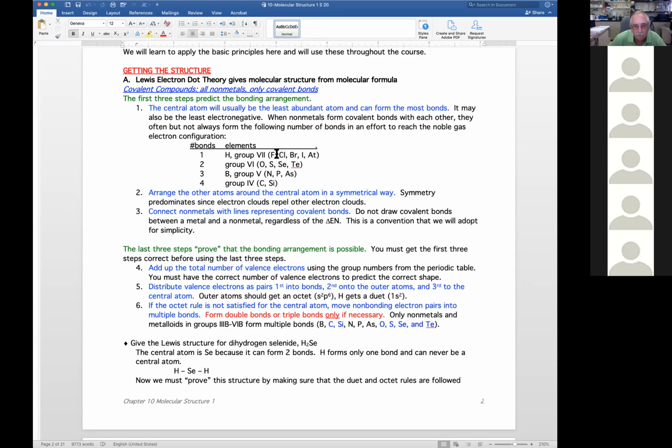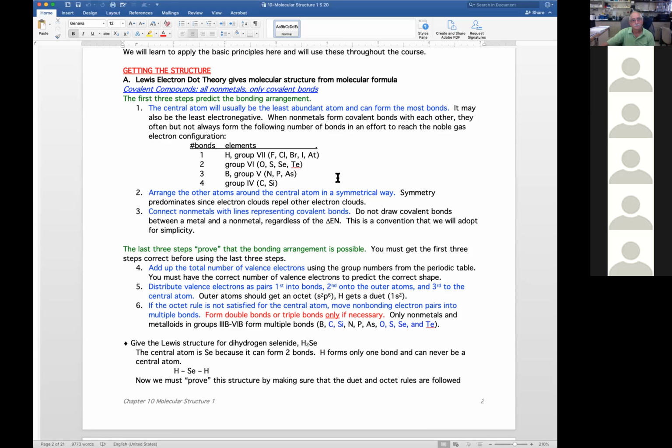Hydrogen, chlorine, fluorine, all those things, they want to do one thing to become like a noble gas. So they're going to form only one bond. Group 2 wants to gain 2 electrons to become like a noble gas, so they form 2 bonds. Same thing with group 5 and group 4. Okay, so this is just a general guide.